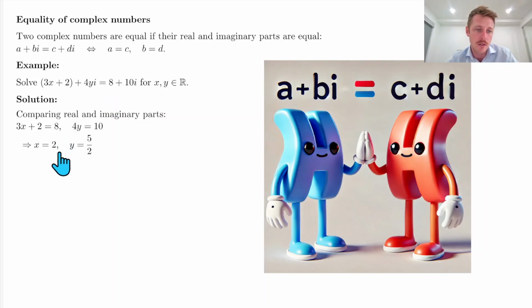Solving that, we get x equals 2. Similarly, 4y, the imaginary component of the first complex number, must equal 10, which is the imaginary component of the second complex number. So 4y equals 10. Solving that, we get y equals 5 on 2. So that's how we can exploit the fact that if two complex numbers are equal, then we can find those values of a and b.